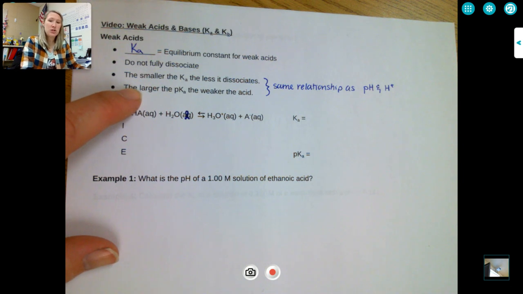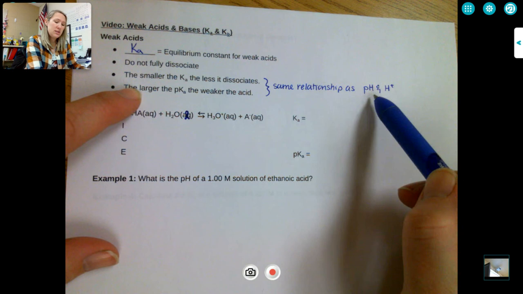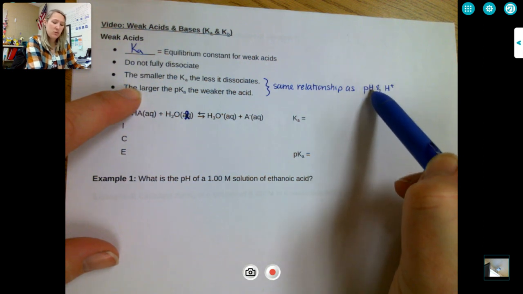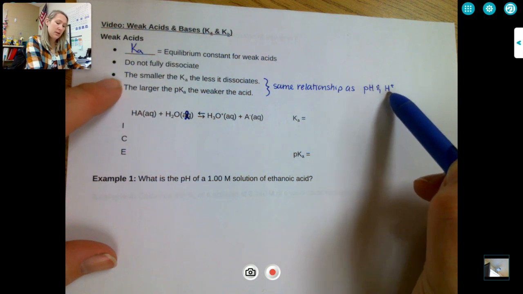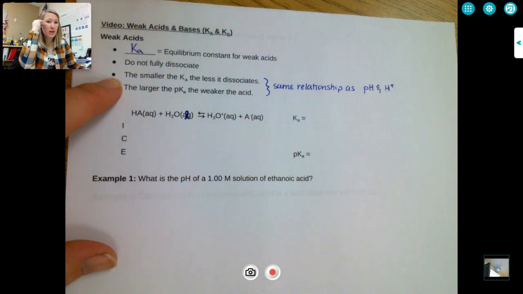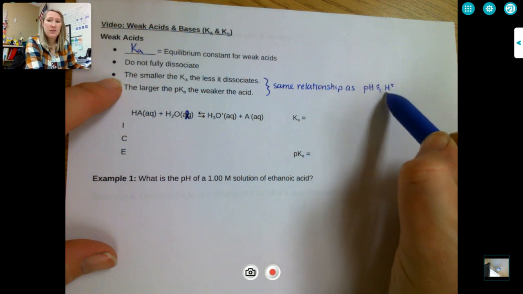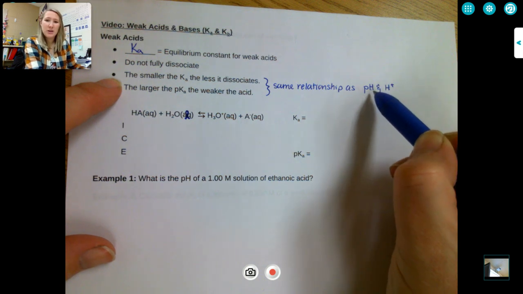And then a relationship with the Ka value and pKa value, just like with pH and H+. If I have a low pH value, that means my hydrogen ion concentration is pretty big, right? It means I have a lot of hydrogen ions present in solution. If I have a low pH, it's super acidic. And then vice versa, if I have a really small hydrogen ion concentration, that means it's not very acidic, so I'm going to have a higher pH.